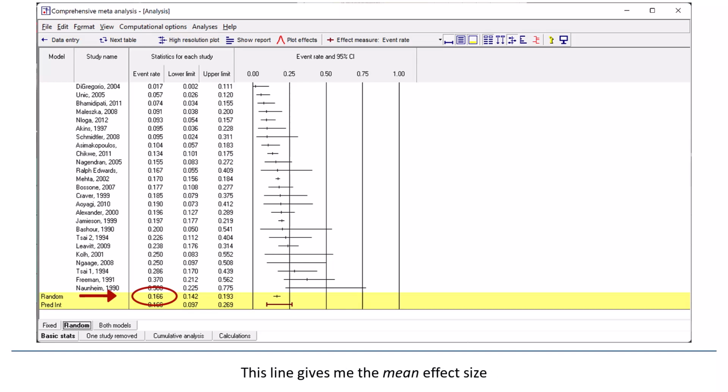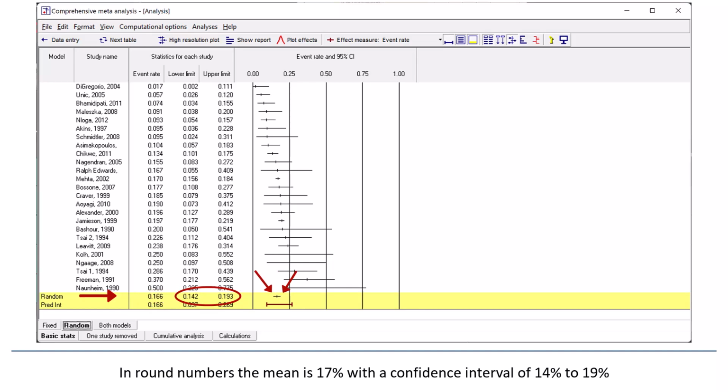This line gives me the mean effect size. The mean event rate is estimated as 0.166. The confidence interval is 0.142 to 0.193. In round numbers, the mean is 17%, with a confidence interval of 14% to 19%. That tells me that in the universe of comparable populations, the true mean probably falls in this interval.